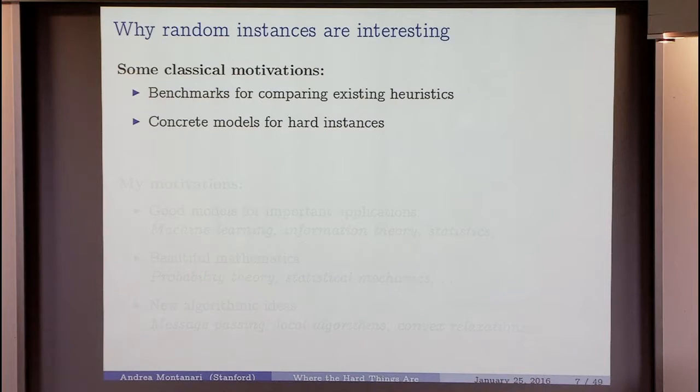There are some classical motivations, which is why people started studying random instances. If you look back at papers in the 80s, typical motivations were, first, we have many heuristics for solving satisfiability and we want to compare them. How should we compare them? Let's just throw random instances at them. The second is a little bit more philosophical. We know that random instances exist, but what do they look like? You cannot construct any one explicitly, so the next best thing is to construct them by a probabilistic construction.